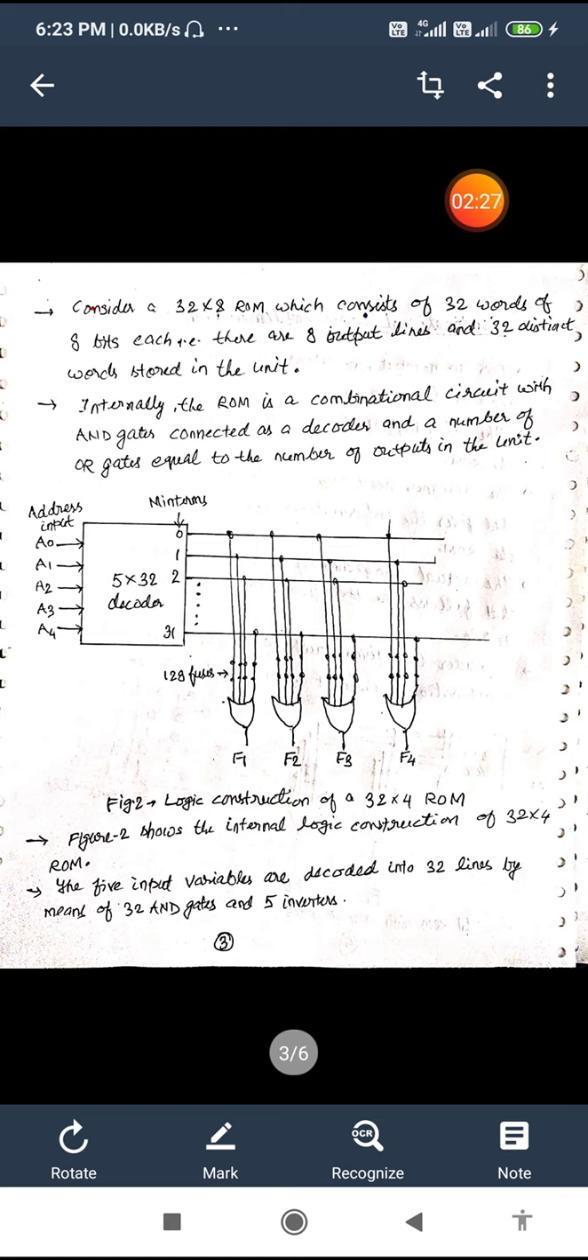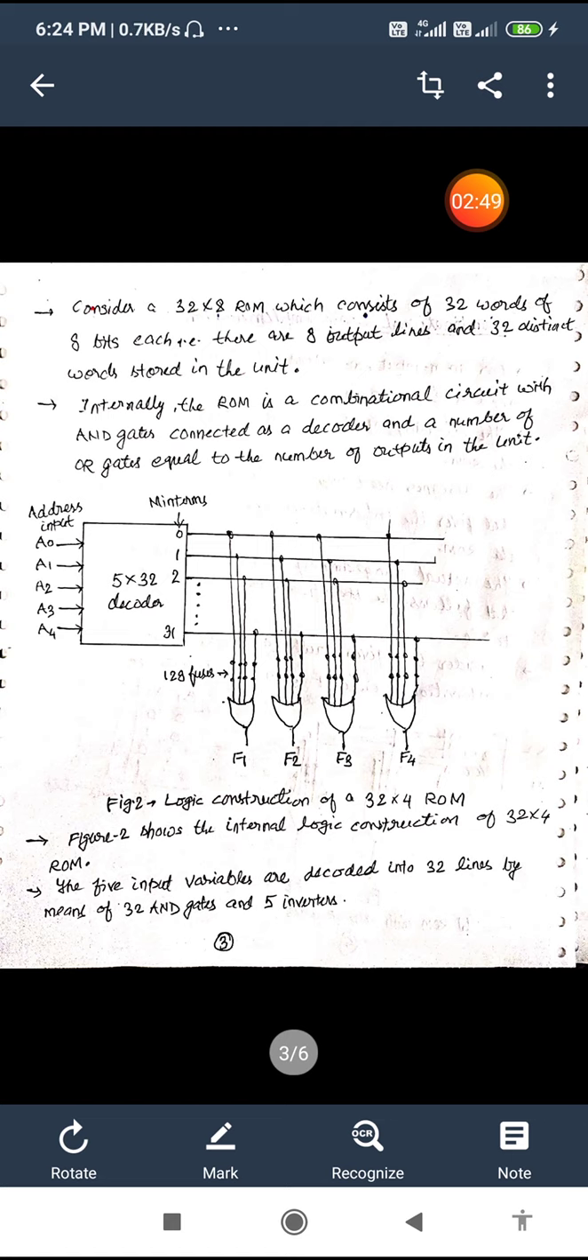Consider a 32 by 8 ROM. 32 means 2 to the power of 5, and 8 is the number of outputs. A 32 by 8 ROM consists of 32 words of 8 bits each. That is, there are 8 output lines and 32 distinct words stored in the unit.